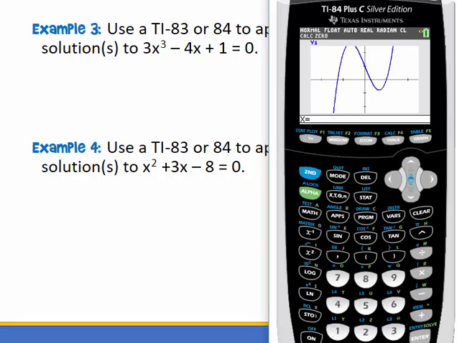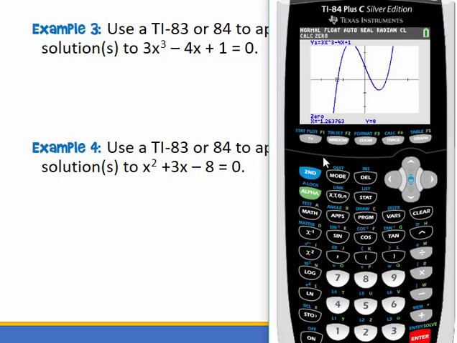And then I could do -1 for the right bound. So that'd be another way to do it. You can either click on the graph where you have x-coordinates to the left and right, or you can manually type them in if that's quicker. So we've got an x-intercept at about -1.26.